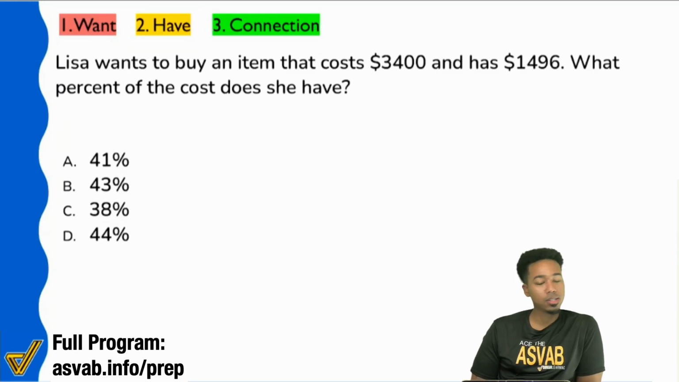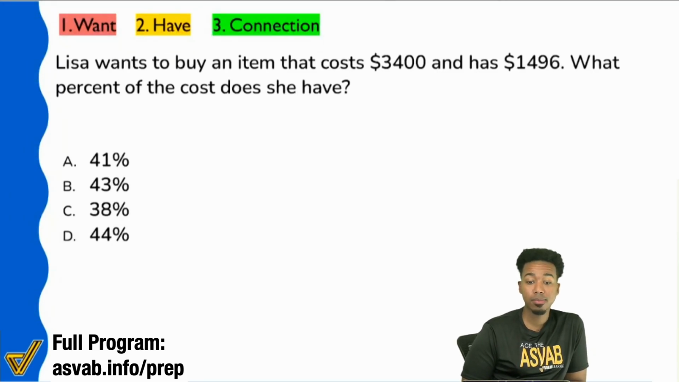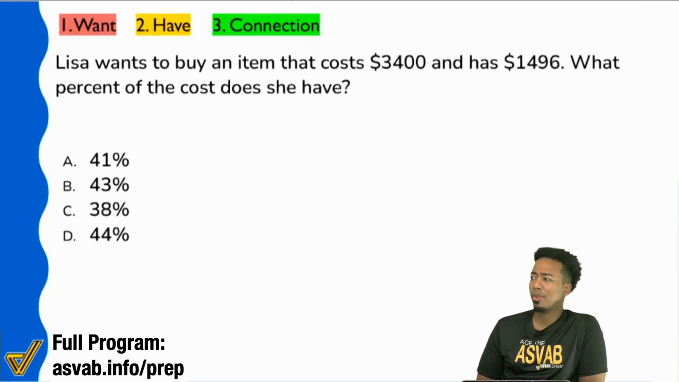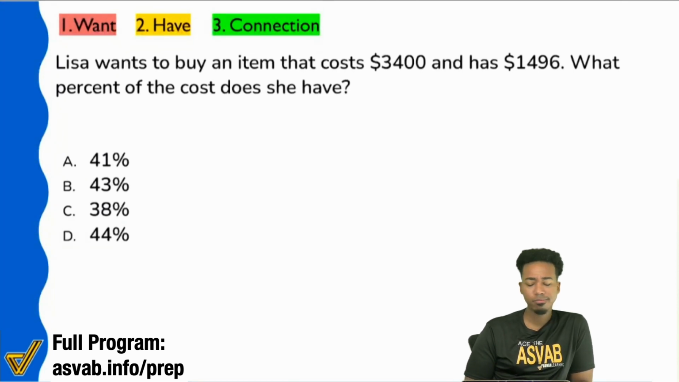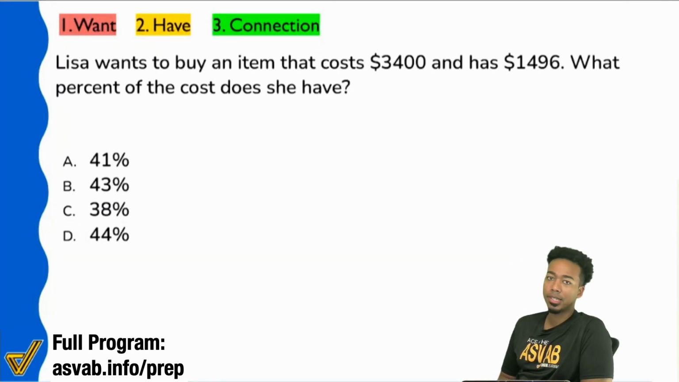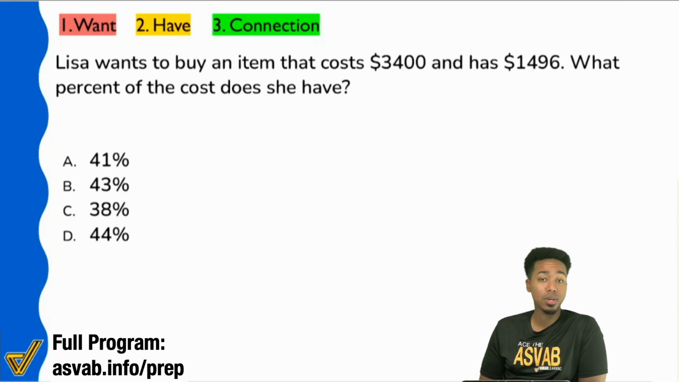We see here that it says Lisa wants to buy an item that costs $3,400 and has that much money. Everybody, what's my problem here? What am I doing wrong already? As always, what am I doing wrong? We have got to start by reading the question, guys.